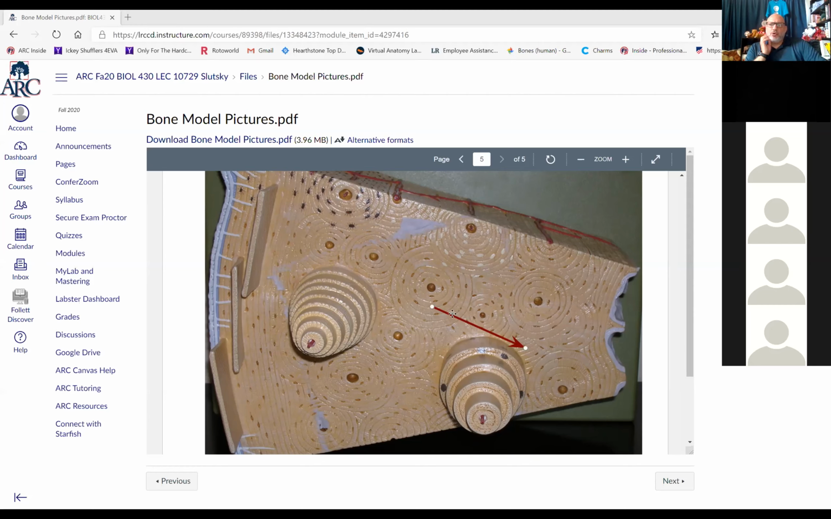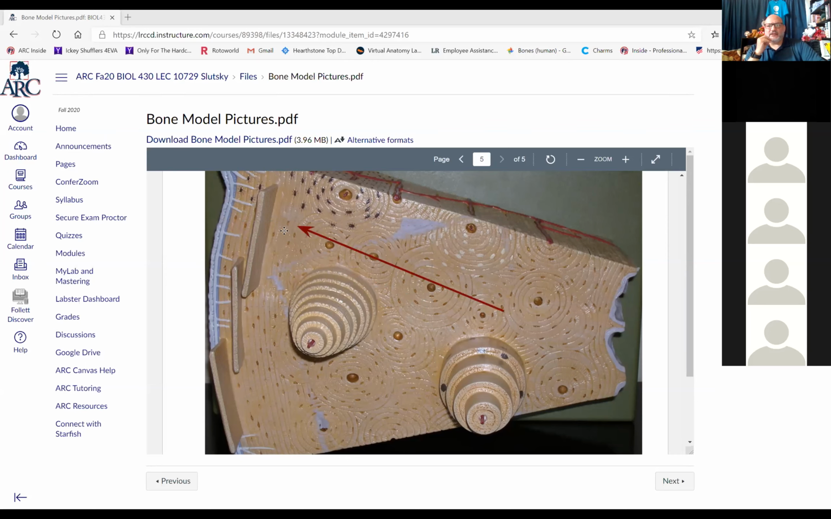Notice two more things while we're here. Notice if I flip my arrow around, there is this gray layer on the outer surface of the bone. Any idea what that might be? Cortex. Periosteum, excellent. This would be the periosteum. What type of tissue would it be? Dense irregular connective tissue. Don't forget to say connective tissue.